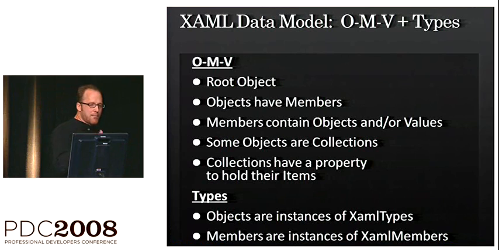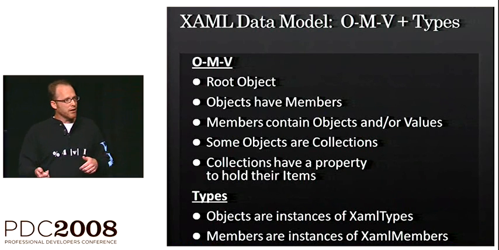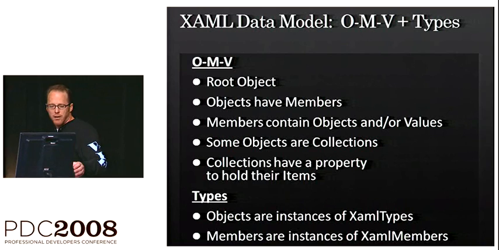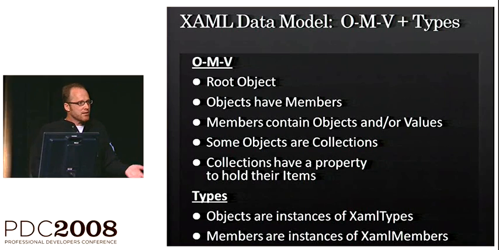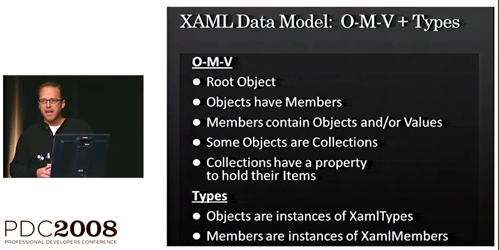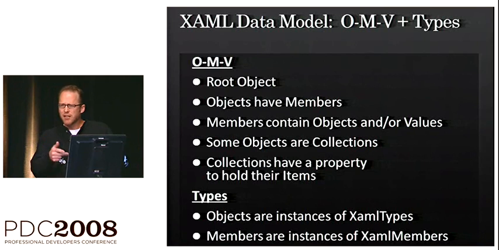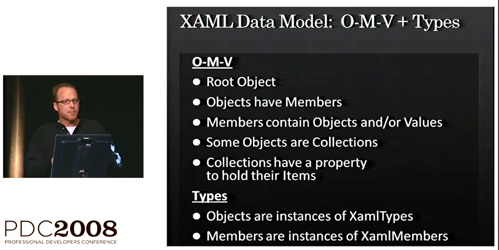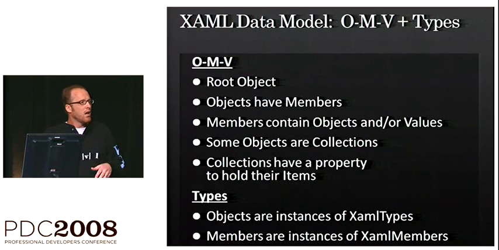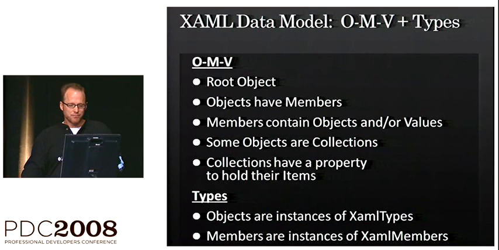So our data model: objects have members. Members contain objects or values. You saw that checkbox.content holding an image or string value. Some objects are collections, like the UI element collection, and collections have a property that holds their items. But we're kind of cheating there. IDictionaries and ILists don't really have a property. They have an add method, and that's all good. So we pretend to preserve the OMV story. We pretend that there's an items property there. And then all of the system is typed. Objects have XAML types, so you can find out interesting things and do interesting processing. And members are instances of XAML members.